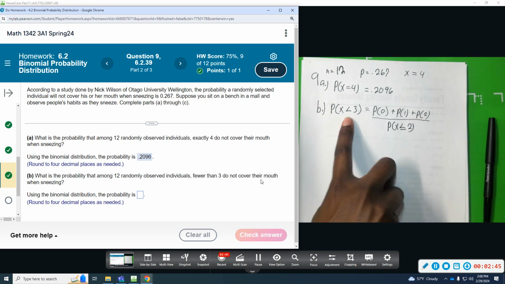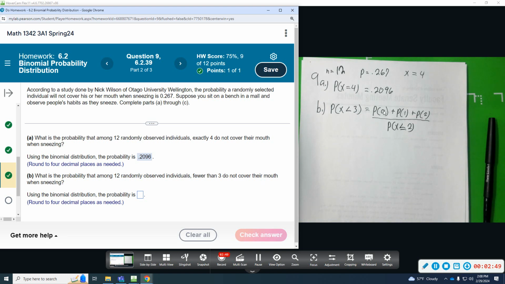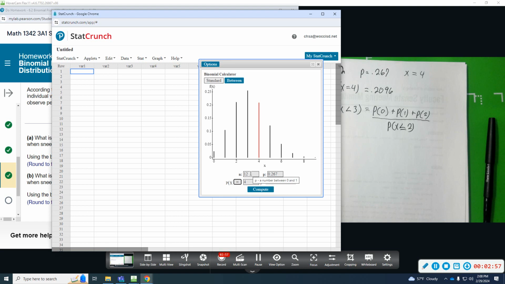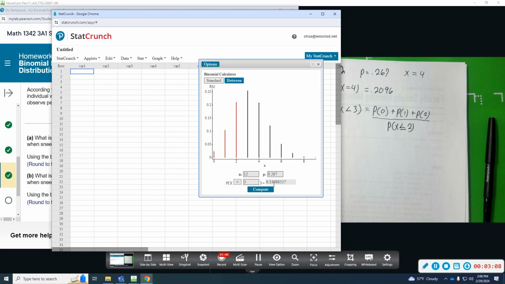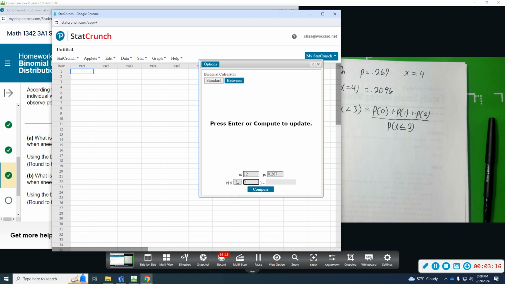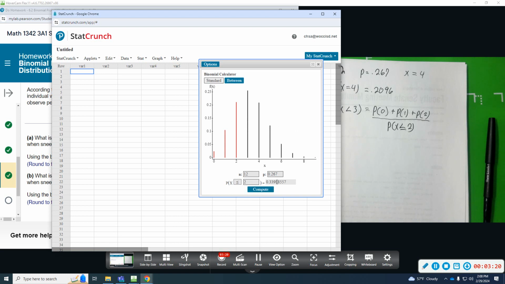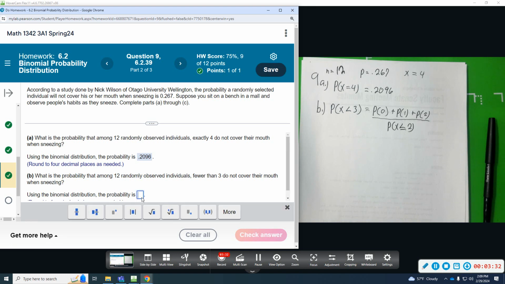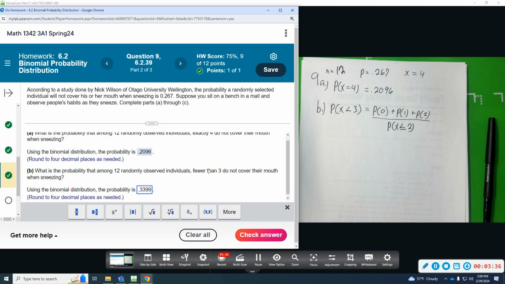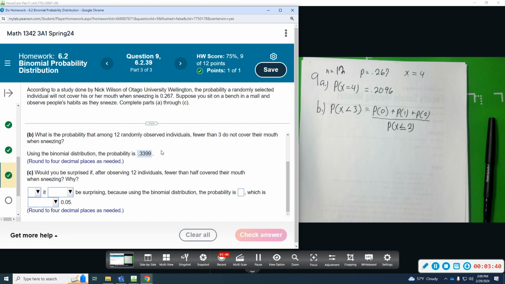I think our StatCrunch will handle less than 3, but I do want to show you that it's computing 0, 1, and 2. So we use StatCrunch. We have 12, still the same probability of success. We say less than 3, and we get 0.3399 when rounded. Now if I do less than or equal to 2, based on what we just translated, we still get 0.3399 when rounded. So just be aware of that if you're using the table. Understand that less than is less than or equal to the next value down, and the table gives us less than or equal to. So we're looking at 0.3399 for fewer than 3 not covering their mouth.